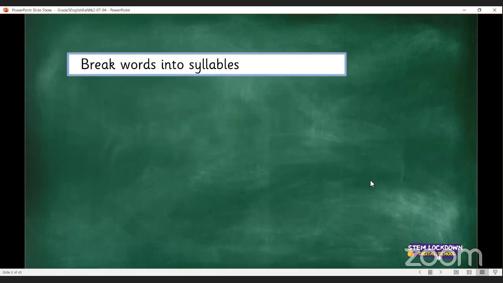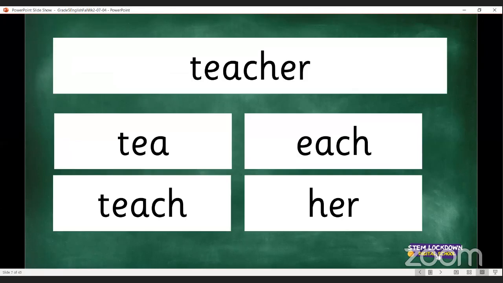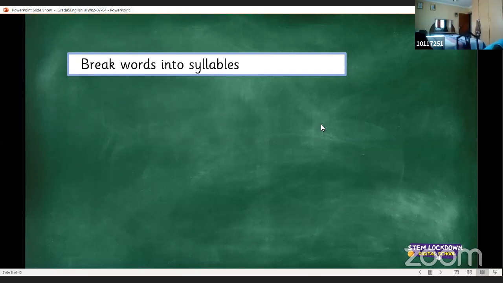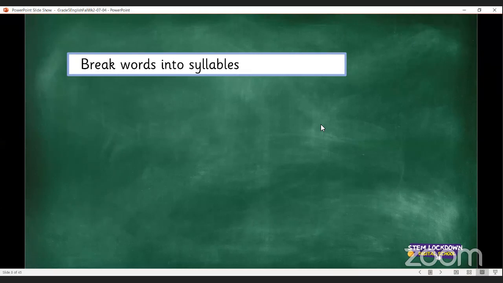Break words into syllables. Who knows exactly what that means? Like previously, we looked for words inside a word. Now we are breaking up a word. Who would like to tell me where in the word teacher do we break it up? Anybody? How to break it down? Yes, I'm listening. Where do you break it up? Where would you break it up?